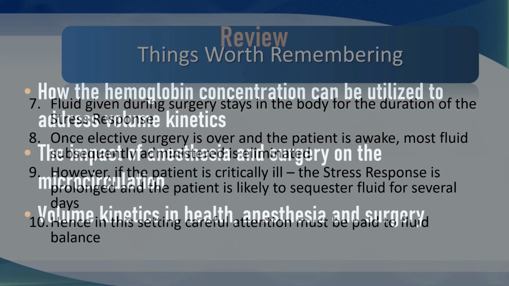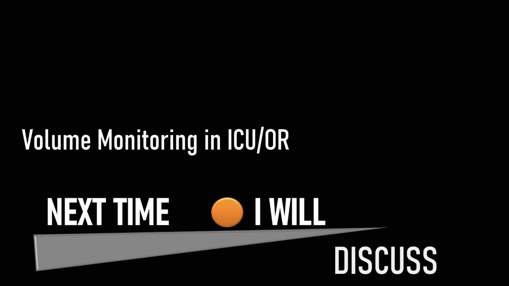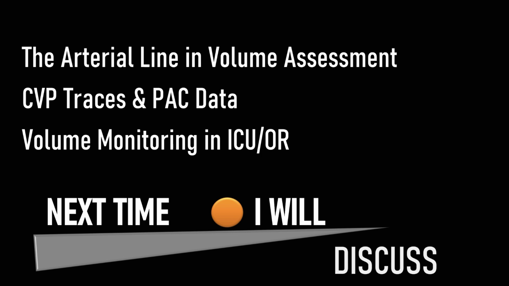Let's review this tutorial. In this tutorial, I covered how hemoglobin concentration can be utilized to address volume kinetics. I looked at the impact of anesthesia and surgery on the microcirculation, and I looked at volume kinetics in health, in anesthesia and surgery, and to a lesser extent critical illness. This is the end of this particular module. Next time, I will do a bonus tutorial on volume monitoring in the ICU and the operating room. We'll look at CVP traces and data from pulmonary artery catheters, and we will look at the arterial line and its role in volume assessment.